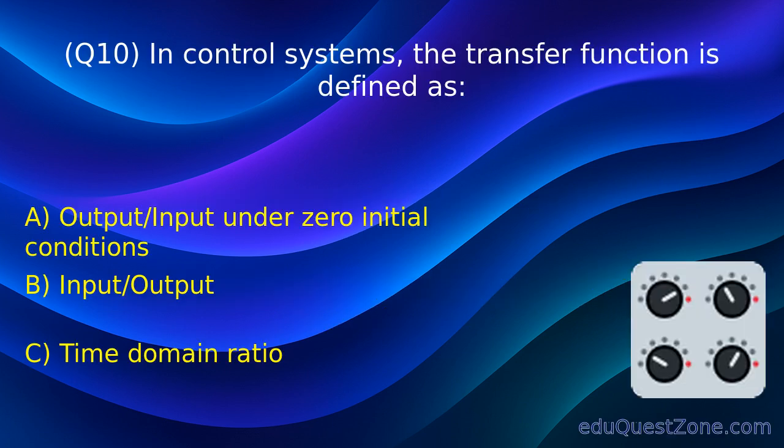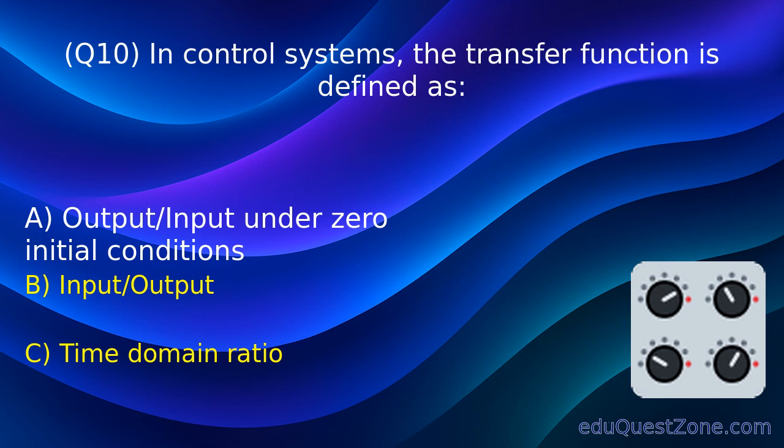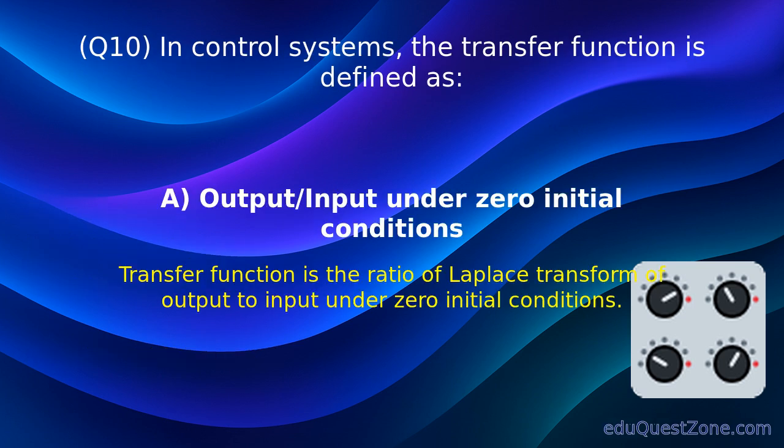Question 10. In control systems, the transfer function is defined as Option A. Output by input under zero initial conditions. Transfer function equals output Laplace transform divided by input Laplace transform with zero initial conditions.